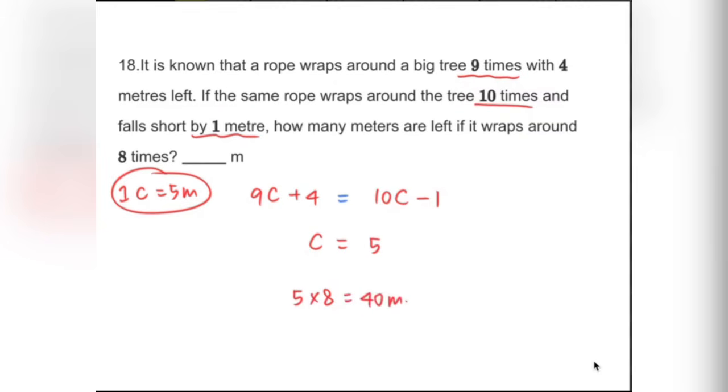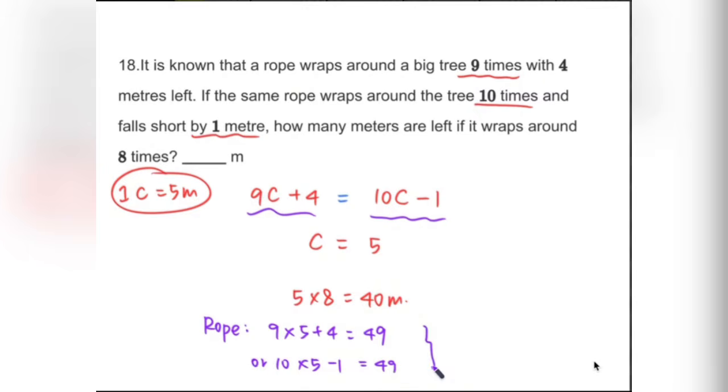Can you figure out the total length of the rope? Well, actually here we have 2 different ways. Maybe you use 9 circles and then plus 4, or 10 circles minus 1. Okay, both are correct. Then we get 9 times 5 plus 4, which is 49. Or you can use 10 times 5 minus 1, that is 49.